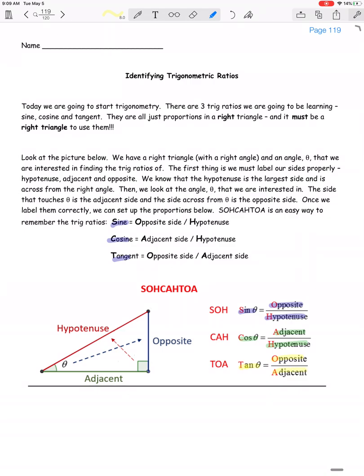Now, to remember these ratios, we use what we call SOHCAHTOA. I'm going to show you why that is. So, sine is opposite over hypotenuse. Cosine is adjacent over hypotenuse. And tangent is opposite over adjacent. So we get SOHCAHTOA.